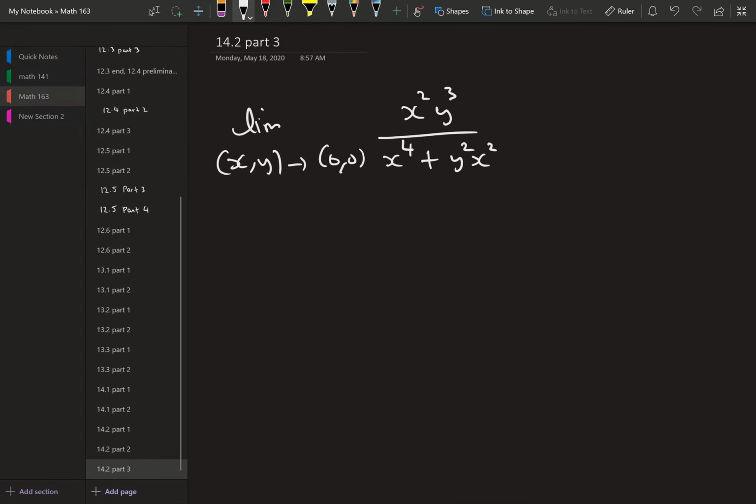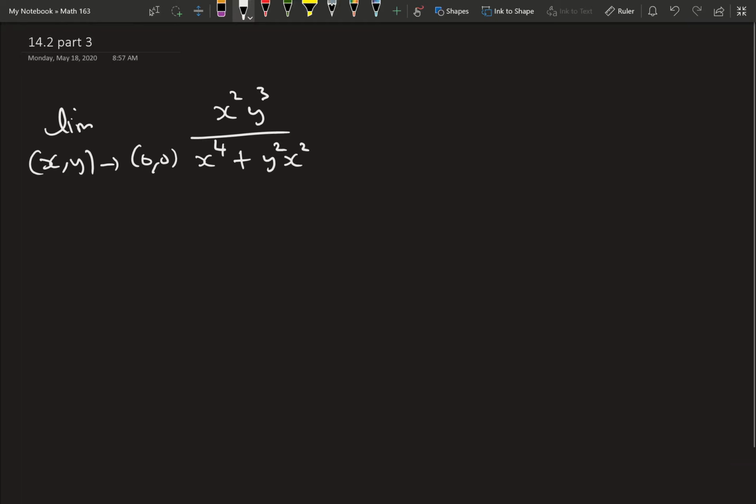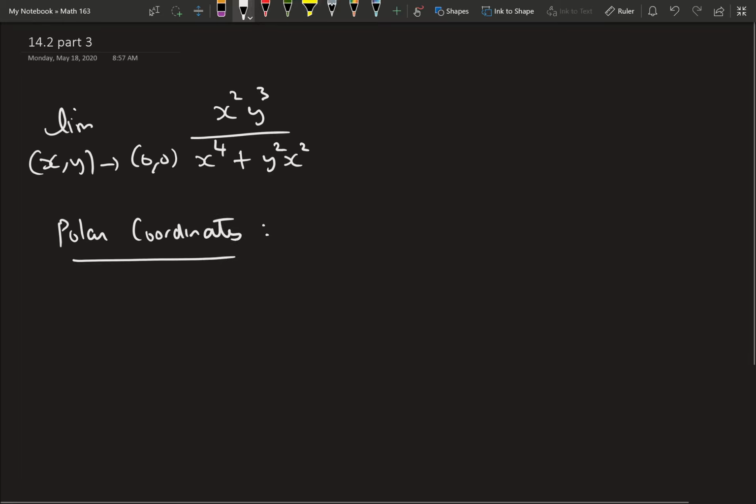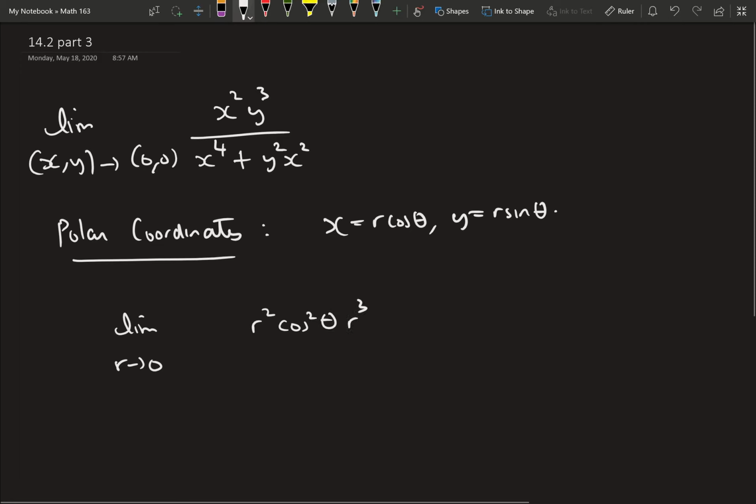Okay, we're going to continue 14.2, and we left off with this, and we're going to use polar coordinates to solve this particular limit. So we set x to be r cosine theta, y to be r sine theta, and we have the limit then as r goes to 0 of r squared cosine squared times r cubed sine cubed.